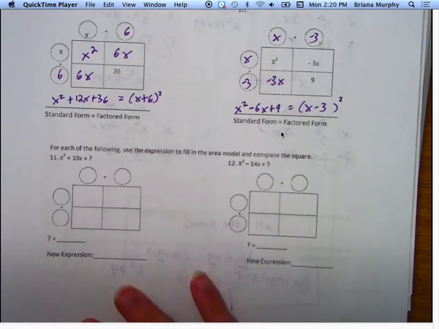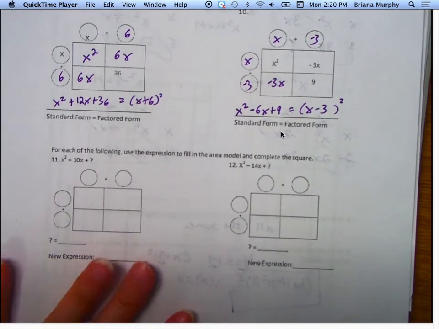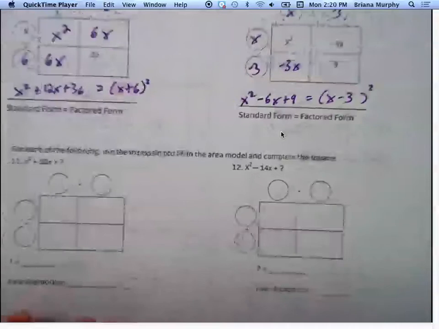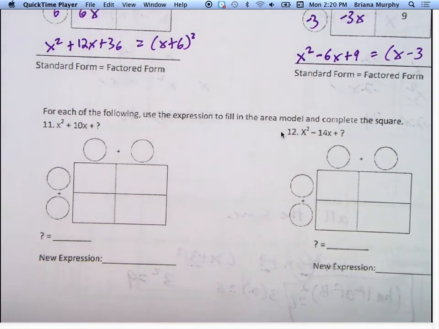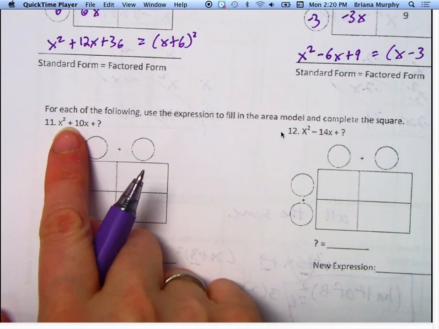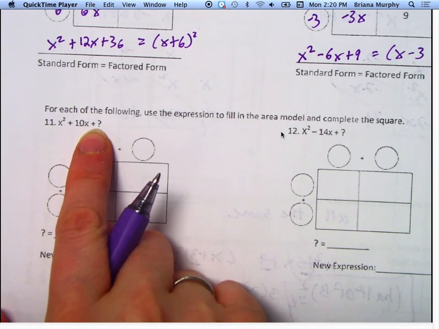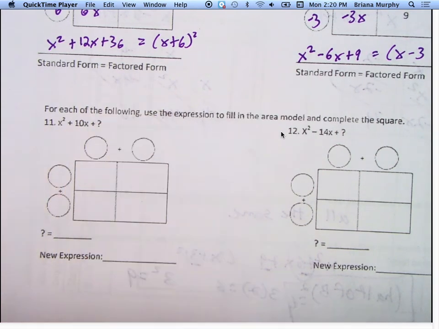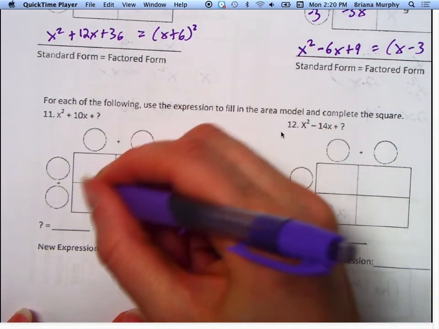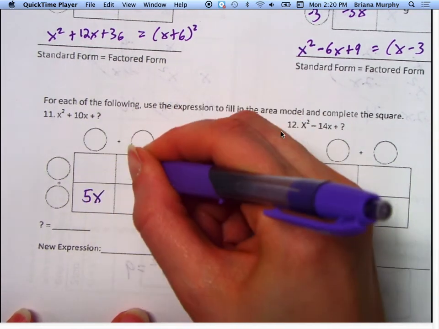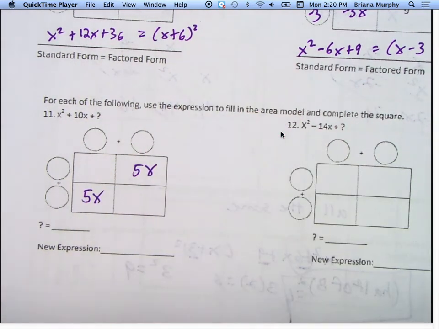All right. So what you'll end up with to complete the square is like 11 and 12 at the bottom. It's kind of our starting point of completing the square. If I have x squared plus 10x, what would I have at the end? Because half of 10 is 5, right? So if I end up with 10x, both of these have to be 5x?